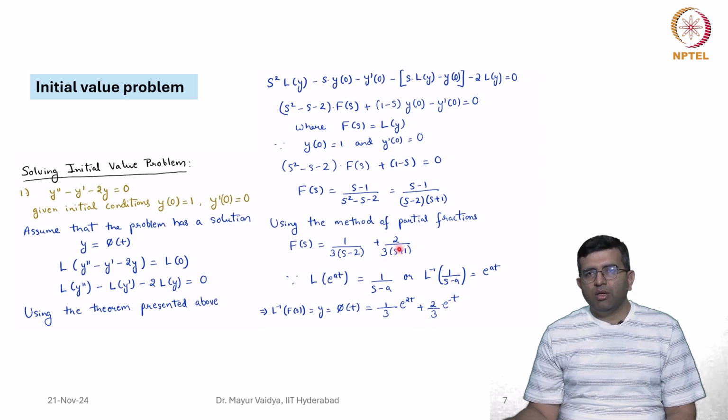Why is the minus coming? Because this is s plus 1. So this is saying s minus minus 1. So a is minus 1 here. So this becomes 2 by 3 e power minus t. So, this is the solution of the differential equation.